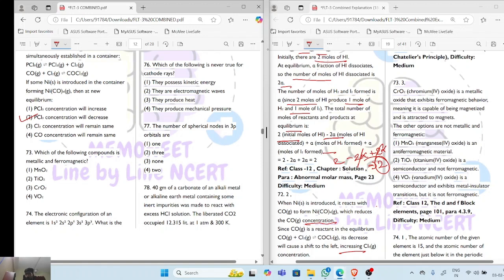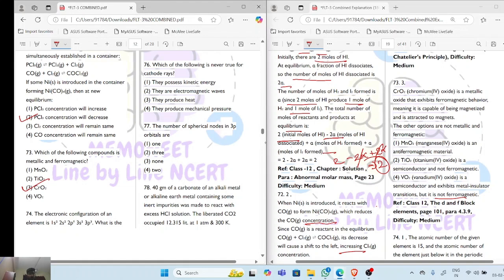MnO2, manganese 4 oxide, is an antiferromagnetic material. Titanium 4 oxide is a semiconductor and not ferromagnetic. Vanadium 4 oxide is a semiconductor and exhibits metal insulator transition but is not ferromagnetic. So option number 3 is our correct answer.